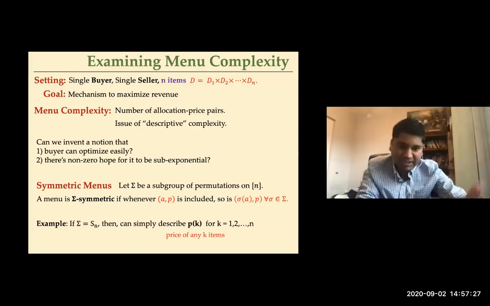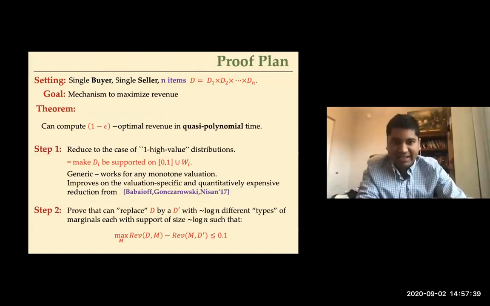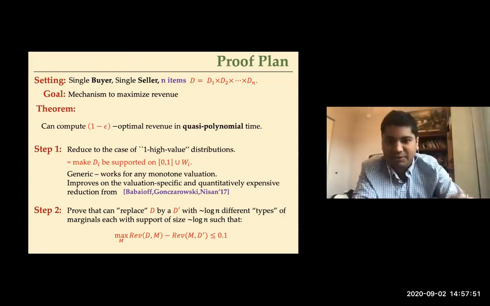And of course, in general, the sigma would be non-trivial, but we define the symmetric menu complexity to be basically the description of this subgroup sigma and the number of equivalence classes for the menu options. Okay. And the main result is to show that you can actually give a quasi-polynomial sized symmetric menu to 1 minus epsilon approximate the optimal revenue. Let me not go into the steps because I'm out of time, so let me just stop here.